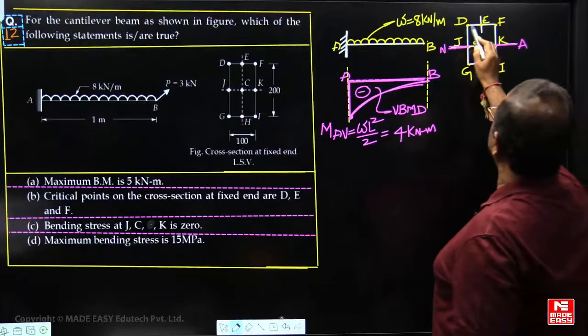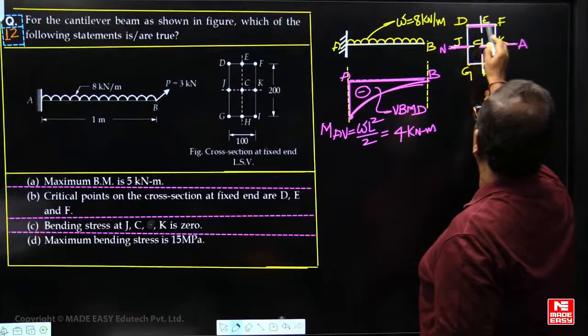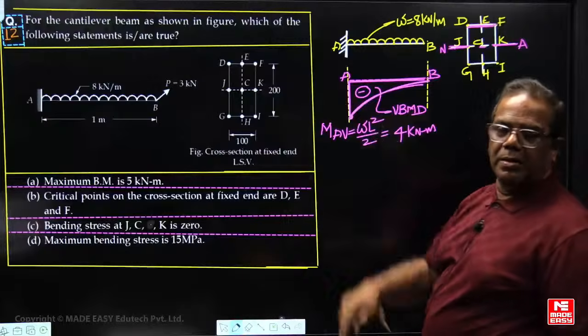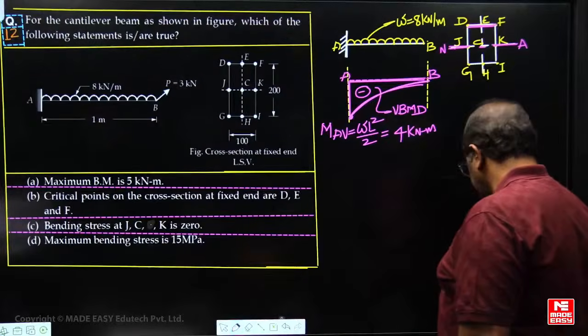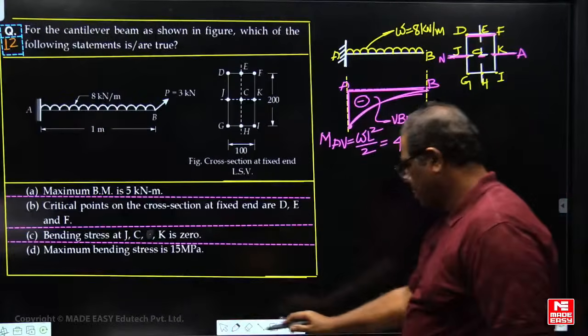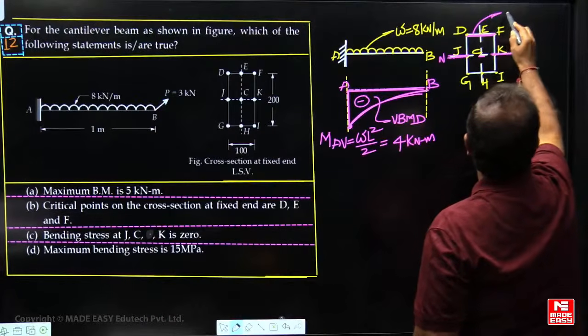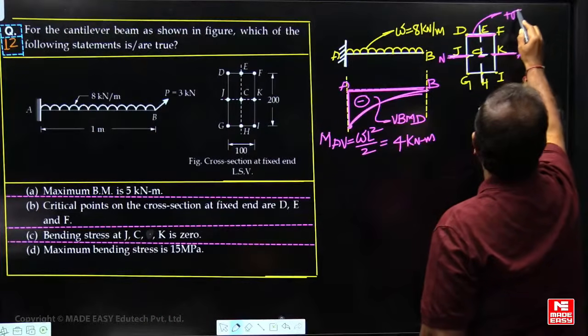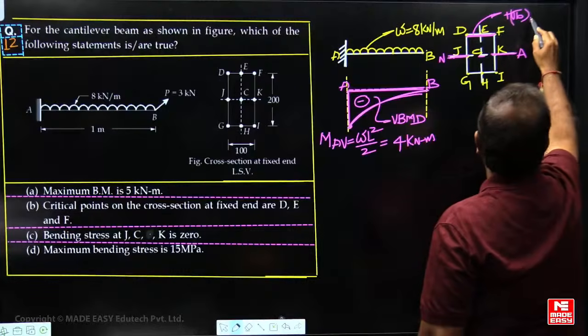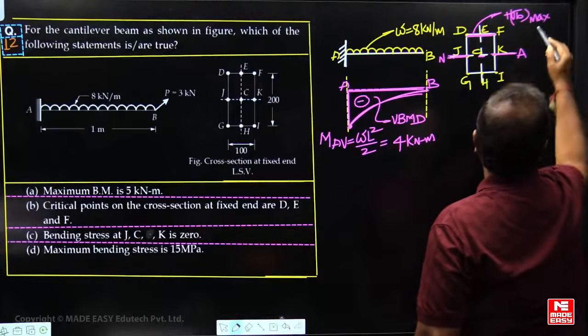And here bending stress is maximum. And they are hogging. So bending stress is what? Positive. Here bending stress is positive.